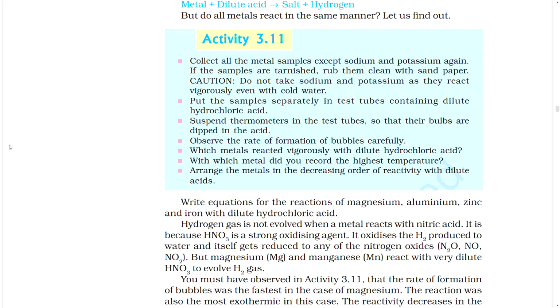Hydrogen gas is not evolved when a metal reacts with nitric acid. It is because HNO3 is a strong oxidizing agent. It oxidizes the H2 produced to water and itself gets reduced to any of the nitrogen oxides N2O, NO, NO2. But magnesium (Mg) and manganese (Mn) react with very dilute HNO3 to evolve H2 gas.